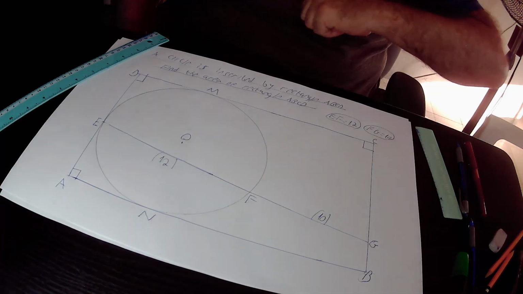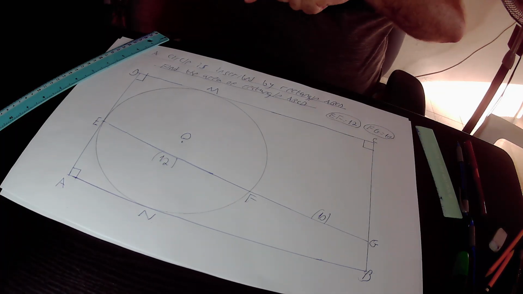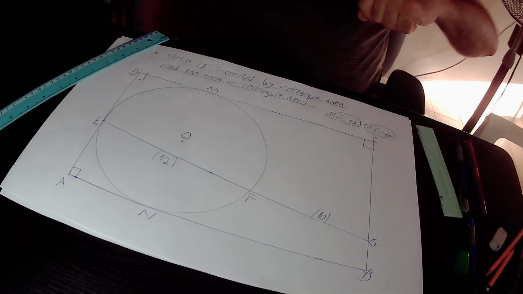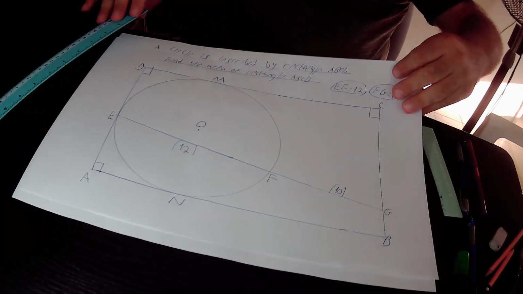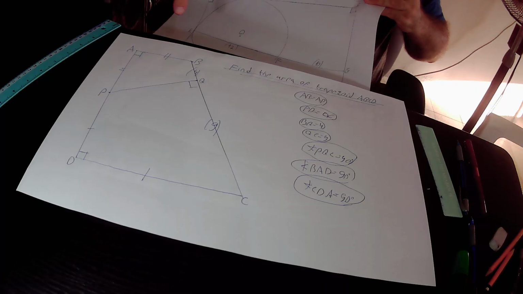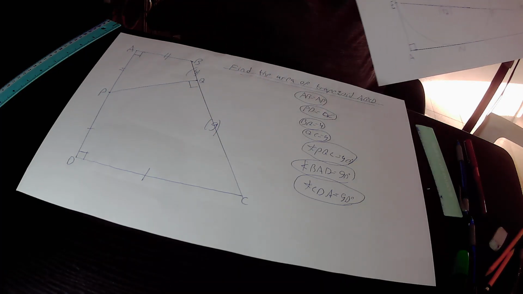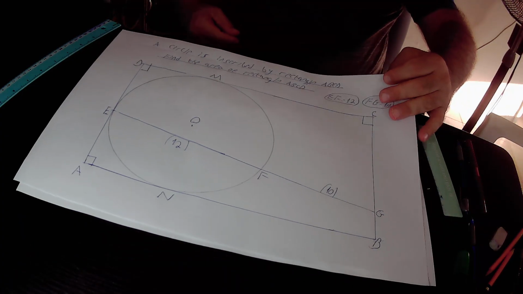Now in this lecture we'll answer two questions. In the first question we find out the area of rectangle ABCD that blocks this circle, and in the second question we find out the area of this trapezoid ABCD. So we start with the first question.